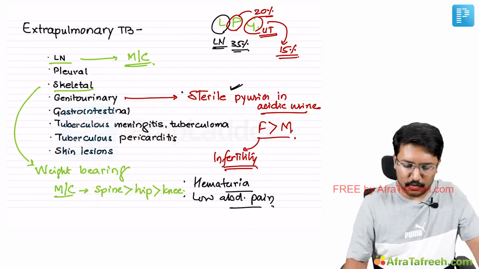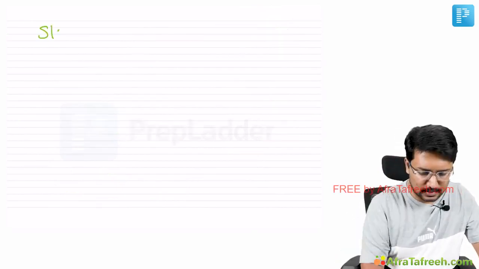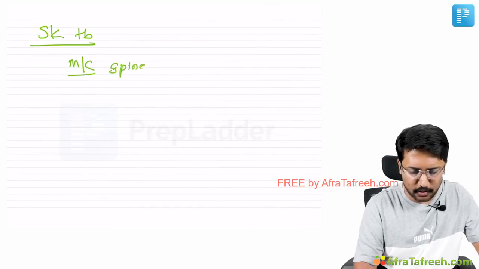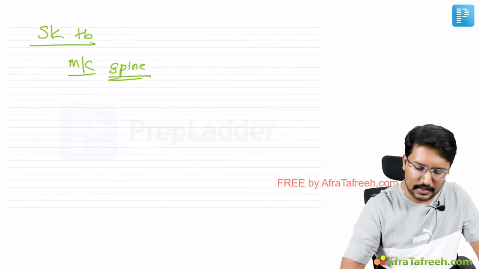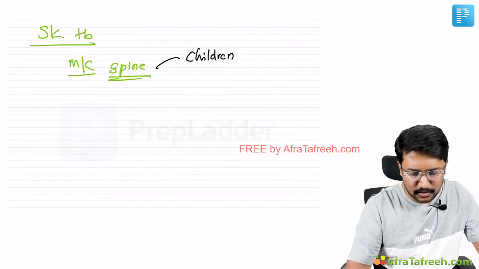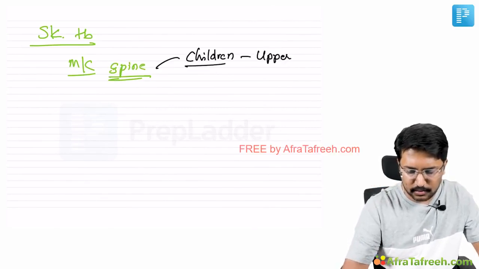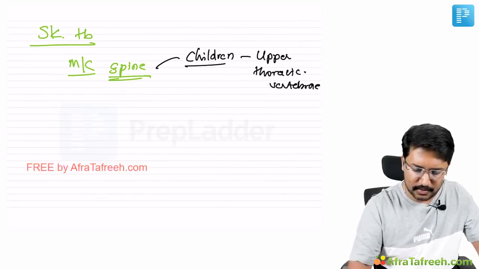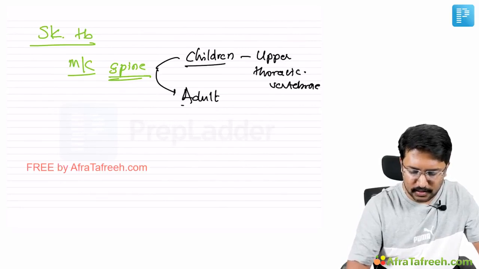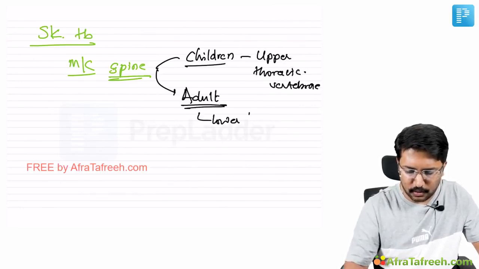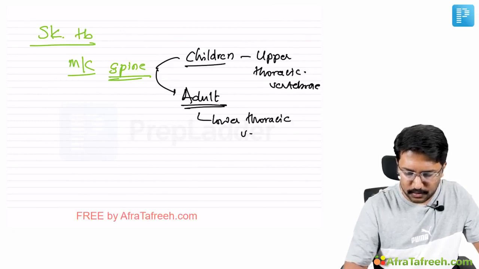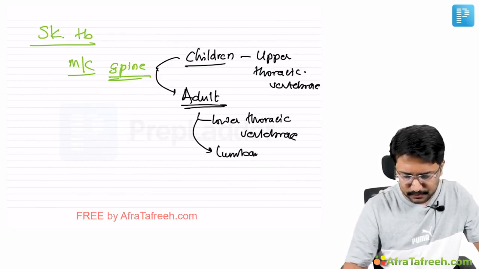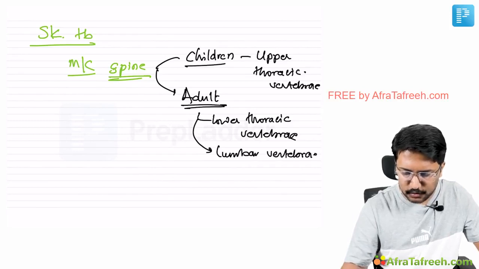So when we talk about skeletal tuberculosis, we should keep in mind that the most commonly affected site is, as I've told, the spine. And when we talk about the involvement of the spine, we should note that in children usually upper thoracic vertebrae are affected, but in adults it is usually lower thoracic vertebrae or lumbar vertebrae that are affected.